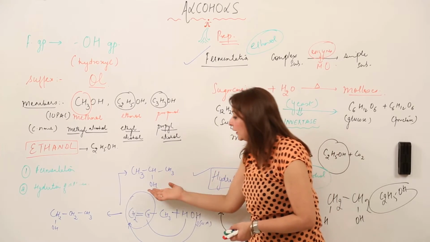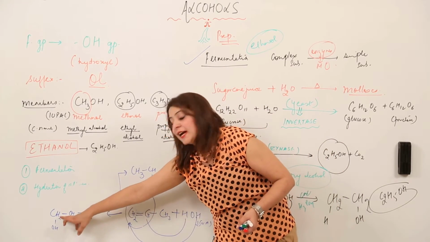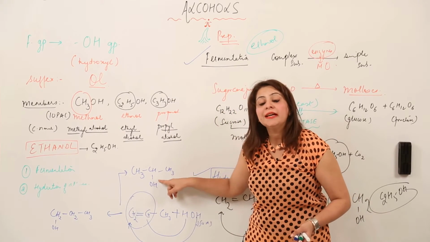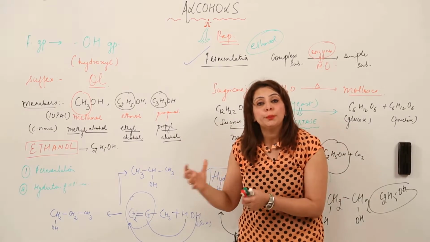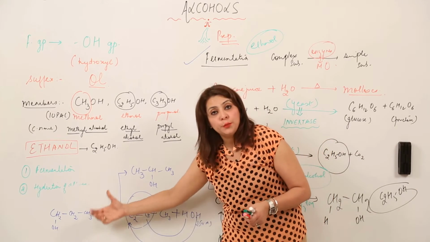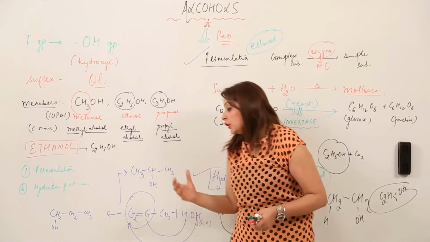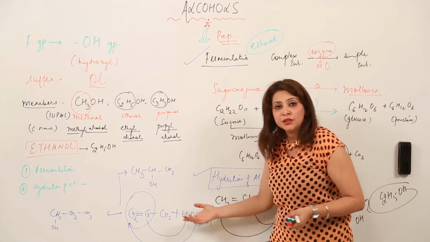And what is the IUPAC name for this product? It is propanol because OH is attached to the first carbon atom. But in this other case, the OH group is attached to the second carbon atom. So that means it is not propanol, it is propan-2-ol, or you can say 2-propanol. Propanol means at the first position there is an OH group. So that means it actually matters where you attach this H and OH.